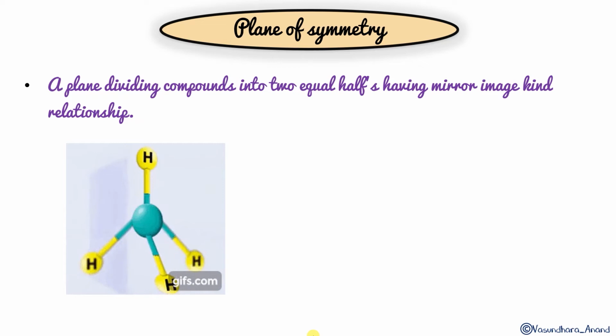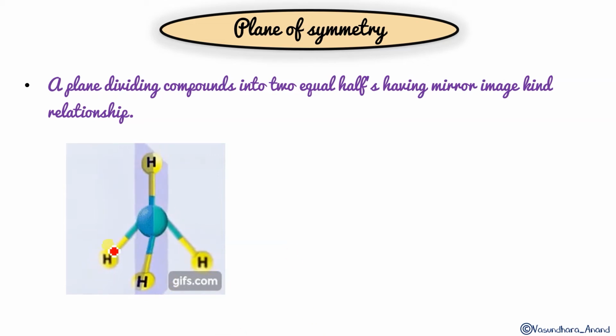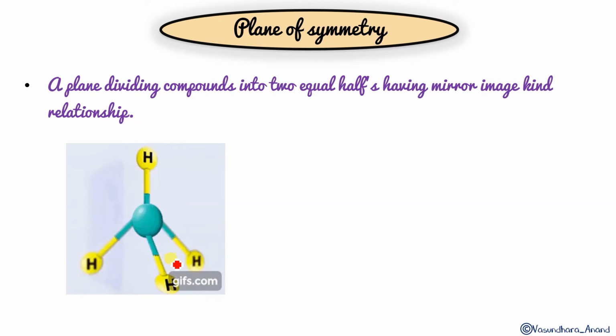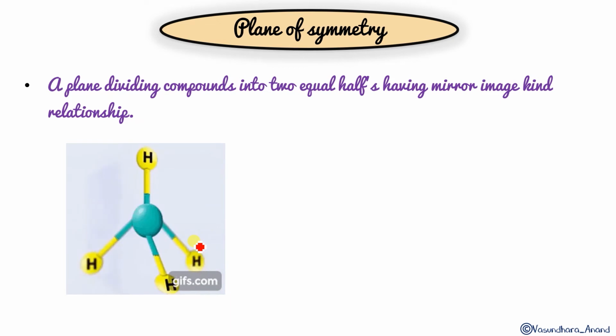Next, a few more examples. See, this is the example of a tetrahedral structure, methane, and I'm going to cut with this plane. This one is the plane, okay, you can see. So we are getting two equal parts, isn't it? Just check once again. This is the plane and these two equal parts we are getting. So it has POS, and that means it will not show the chirality.